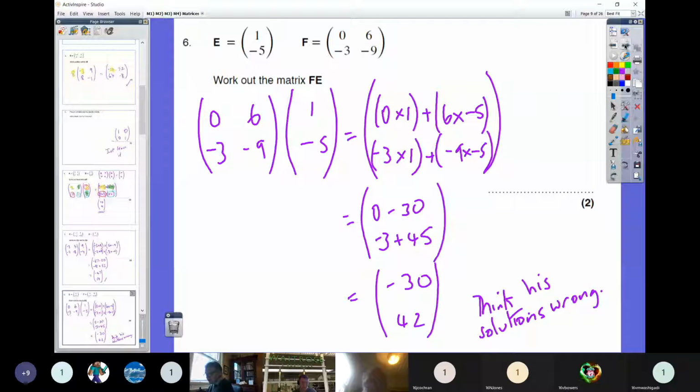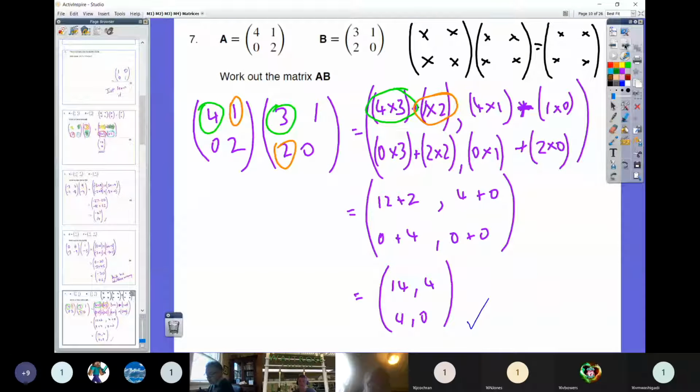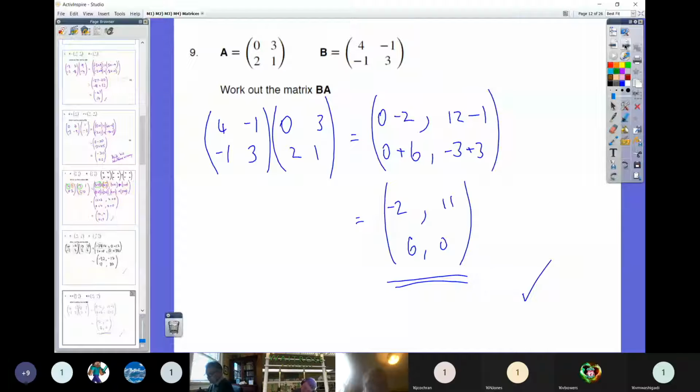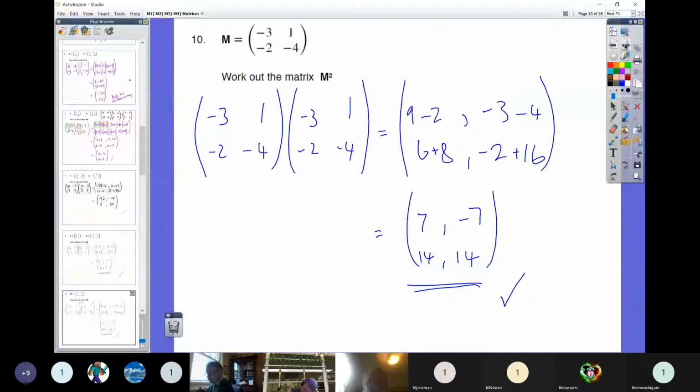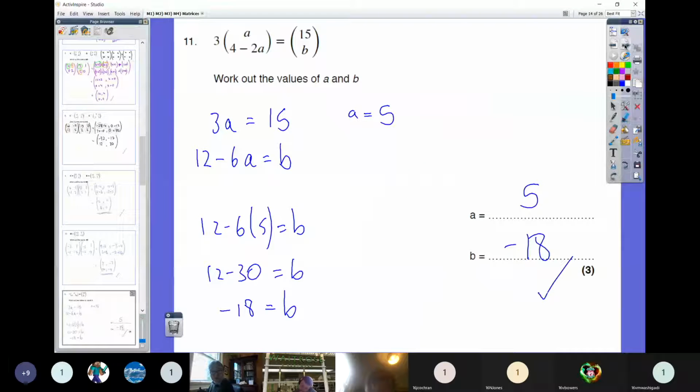Right, then question 7, you can see that we're multiplying a 2 by 2 by a 2 by 2. And 8 and 9 and 10, because m squared is just multiplying it by itself. And again, very simple question 11, right? You're multiplying the left-hand side, top and bottom by 3, and then just setting up an equation, aren't we? So we've done 3 times a, and that must equal the 15. So a must be 5. It's just a bit of a lag, but you can see that. 3 times a is 15, so a must be 5.